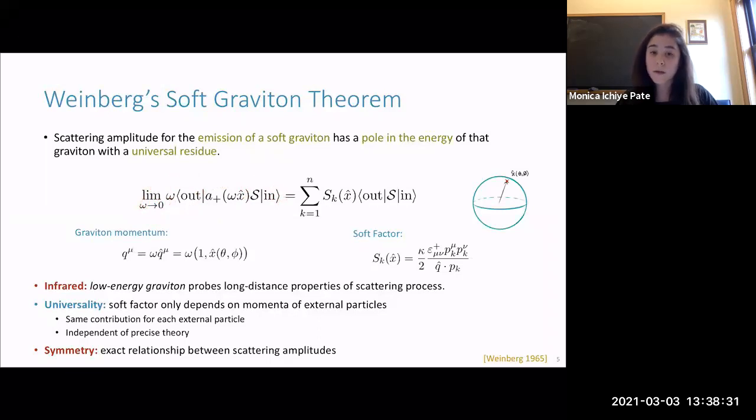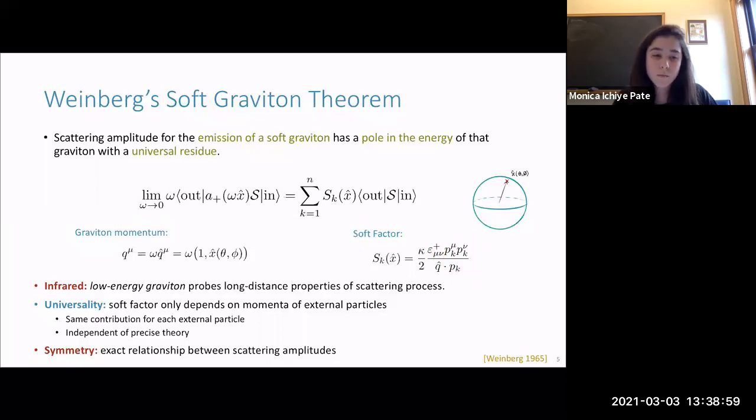And what the soft graviton theorem says is that the residue is universal and given by the scattering amplitude without that soft graviton multiplied by a universal number, which is known as the soft factor. And so this soft factor depends on the direction in which the soft graviton is propagating, the polarization of the soft graviton, and the momenta of the other hard particles that are participating in the scattering process.